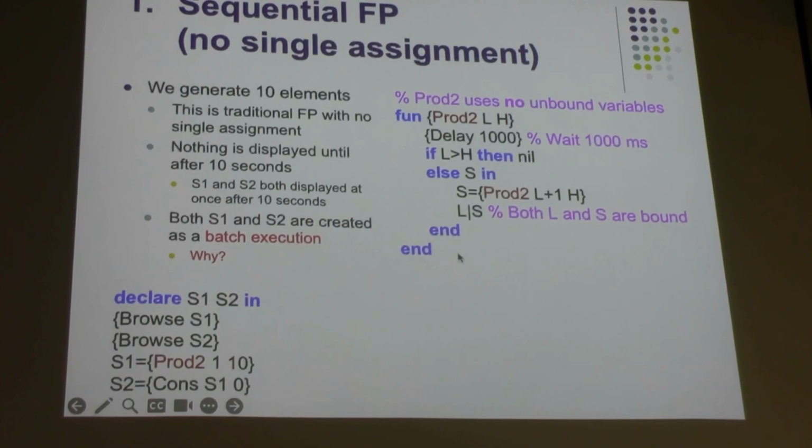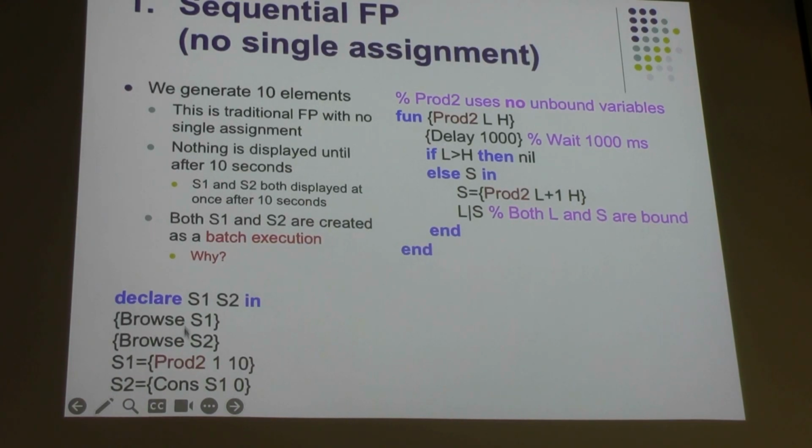Because Oz will by default use the unbound variables to make it tail recursive. But if I do it like this, if I do the recursive call, Prod 2, L plus 1, H equal S, S is not unbound, it's a value, it's the result, and the result is L bar S. The low value followed by the rest. So both L and S here are bound values. There are no unbound variables.